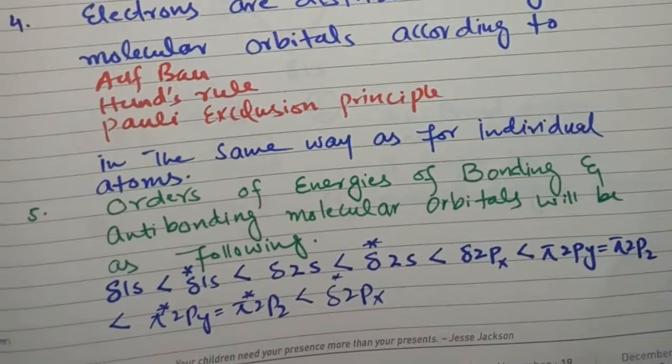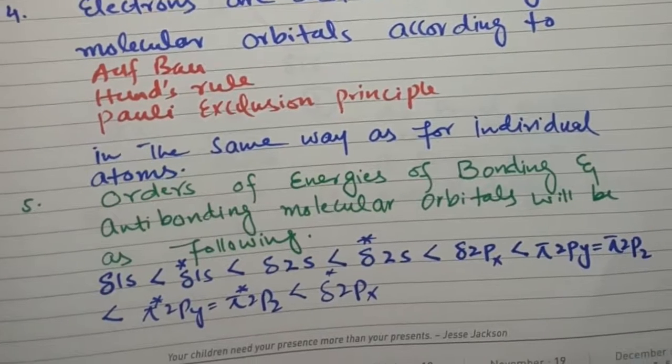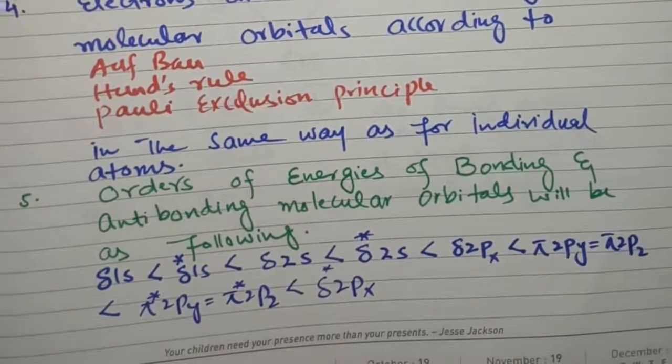The energy of pi 2py is equal to pi 2pz because both the orbitals are degenerate orbitals. Now the energies of pi 2py and pi 2pz are both less than pi star 2py and pi star 2pz, and all these energies are less than sigma star 2px.